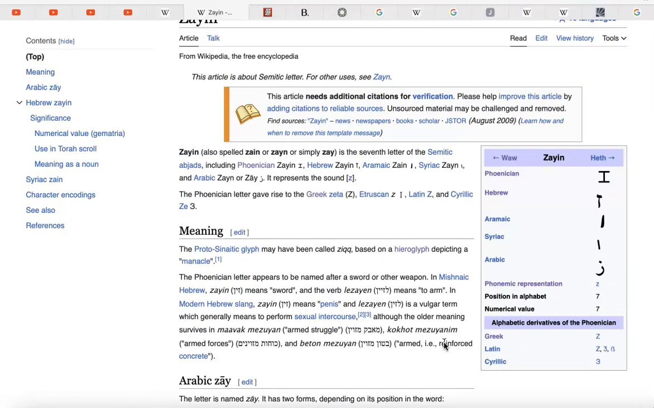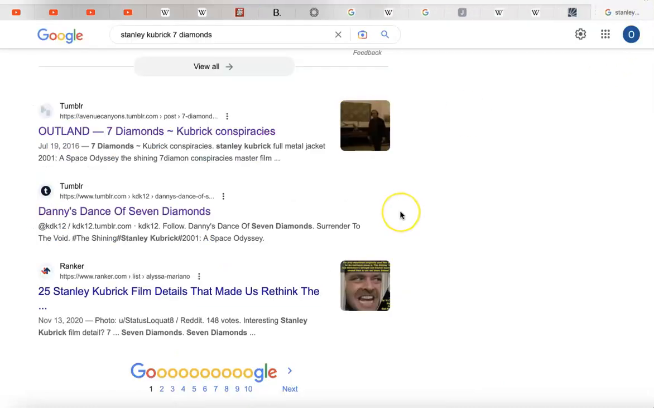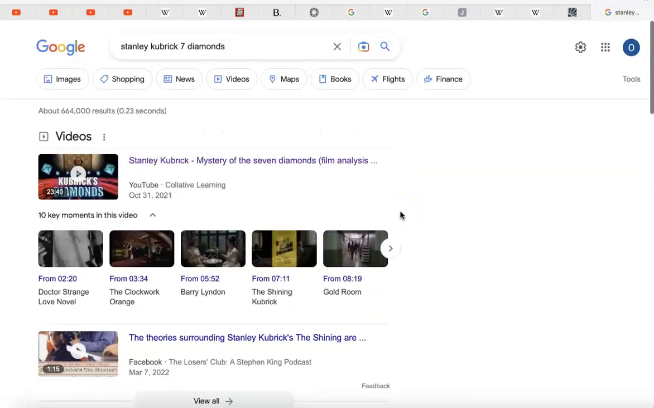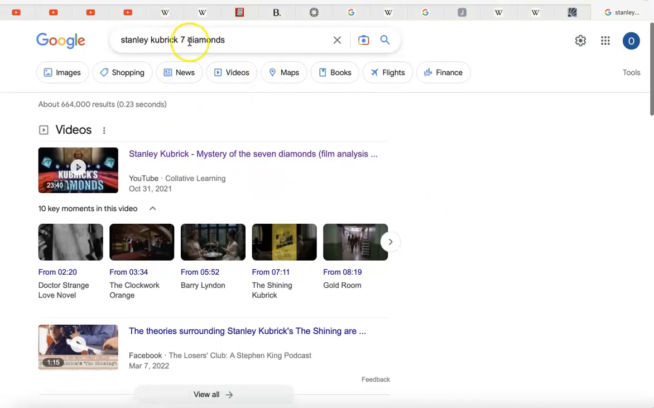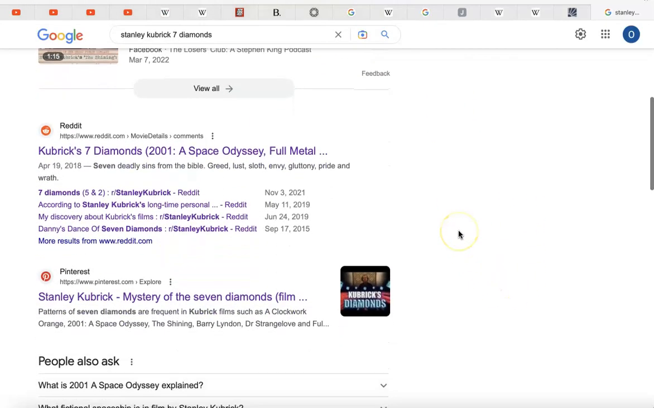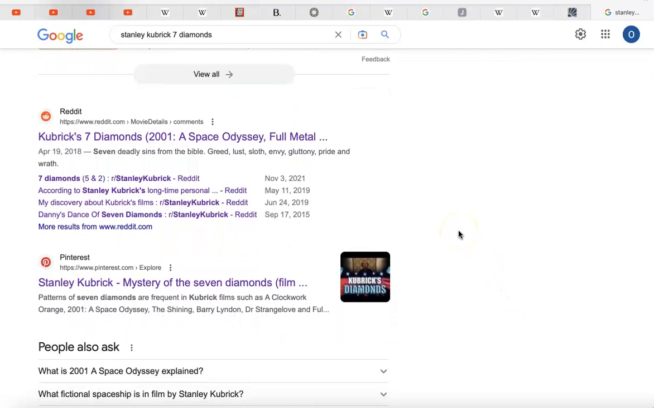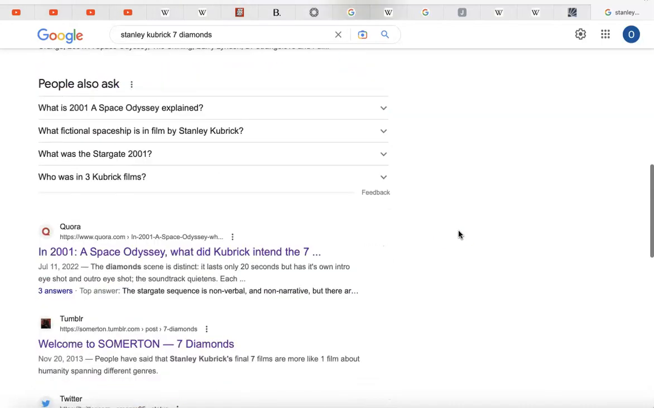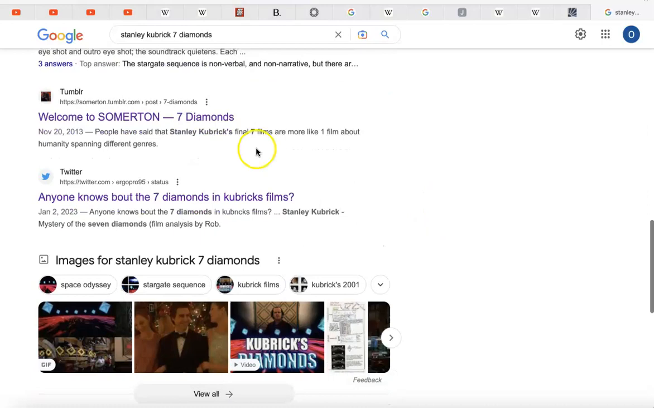That's interesting. Because I did a little bit of poking around. Yes, I did. And I did Google Stanley Kubrick's 7 Diamonds, because I found that when I was searching for the diamonds. I wasn't searching for 7 diamonds, I was just searching for diamonds and any discussion of the diamonds. And I found this stuff, which there's not a whole lot of explaining going on in any of these sources, at least not the ones that I clicked. And you can see what I clicked because it's purple.